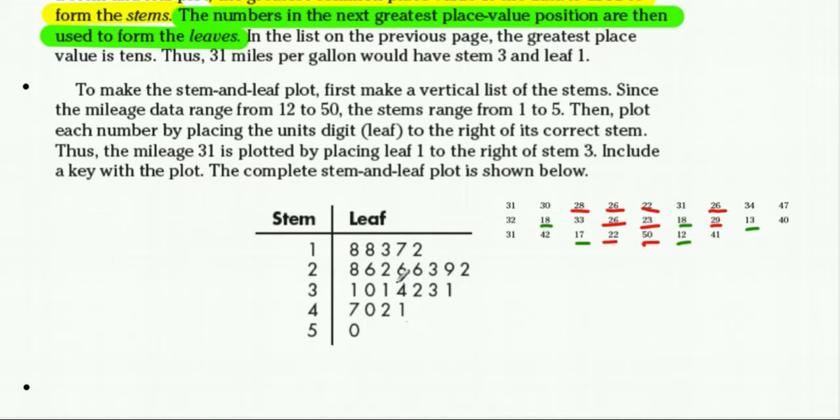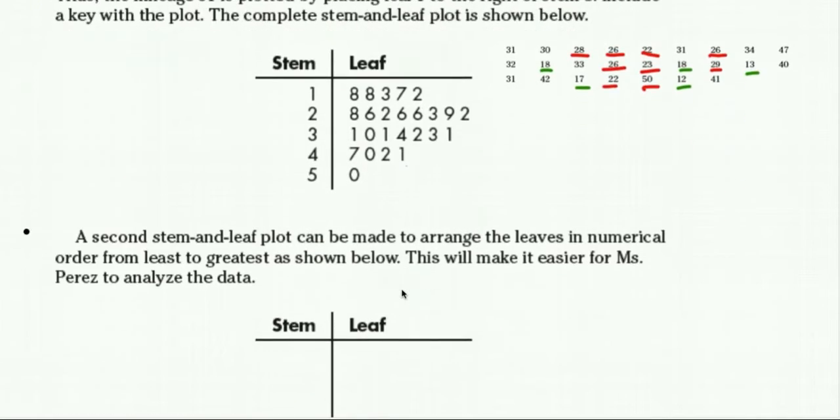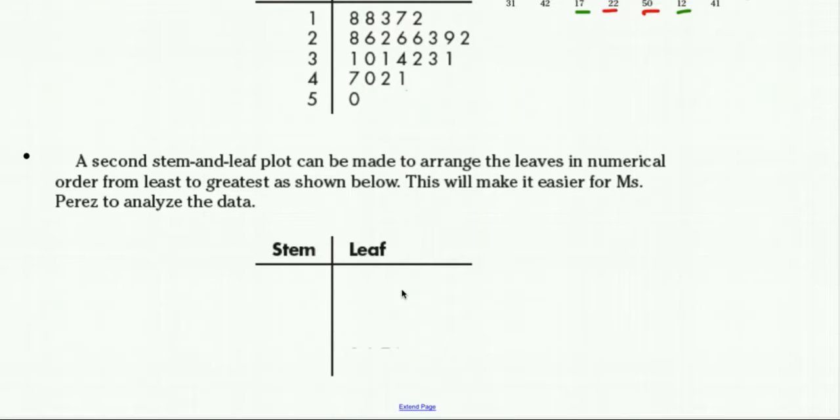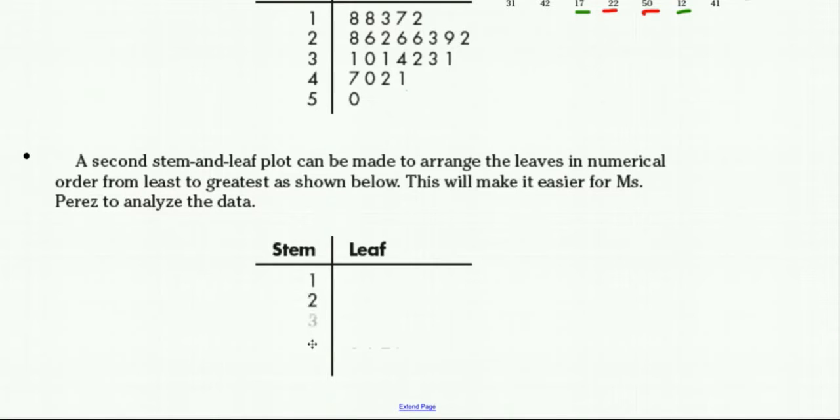So we're not done with our stem and leaf plot. The next thing we need to do is arrange our leaves in numerical order from least to greatest. So again, we get our stems, 1, 2, 3, 4, and 5, and then we arrange 8, 8, 3, 7, 2 in order, which now becomes 2, 3, 7, 8, 8. We arrange 8, 6, 2, 6, 6, 3, 9, 2 in order from least to greatest. Stem 3, least to greatest. Stem 4, least to greatest. And finally, stem number 5.